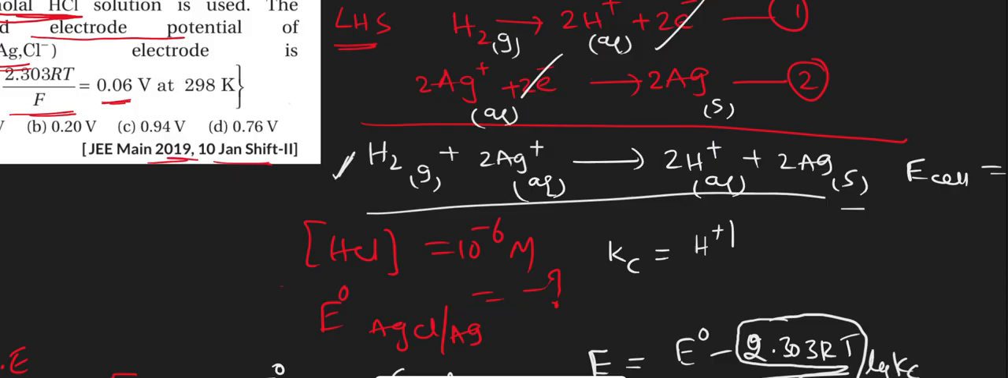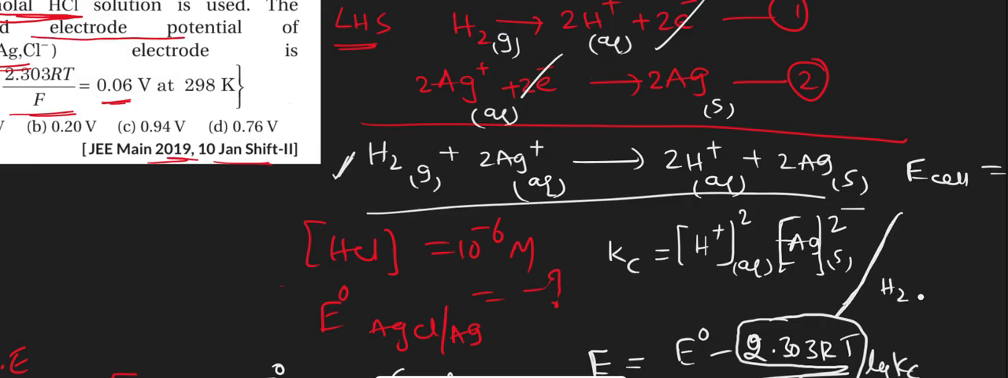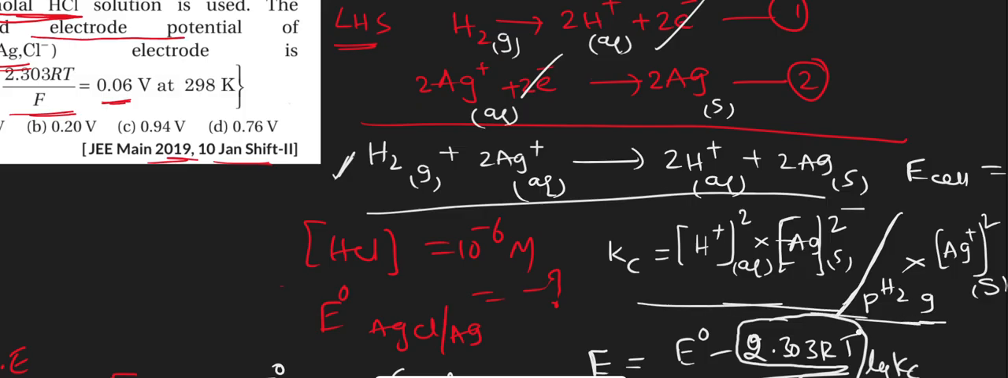See here, I am writing Kc as H plus concentration whole square, which is in solution, into the Ag solid concentration whole square, divided by the pressure of H2 gas into the silver plus concentration whole square. This silver plus is nothing but here it is silver chloride, that means it is solid. Clear? So this is the Kc for the equation.